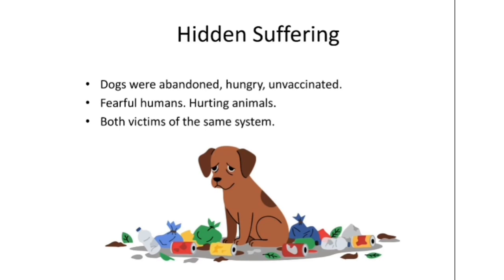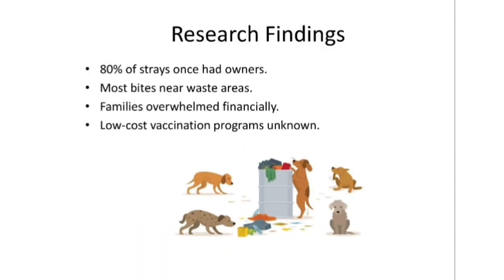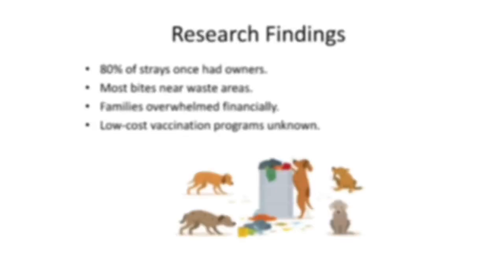Here's where the case study mindset kicks in. Don't blame, just understand. A local animal welfare group stepped in and did research. 80% of the stray dogs used to have owners. Most bites happened in garbage areas. Families wanted to help, but they were too broke to help. And nobody knew about low-cost vaccination programs by the government.